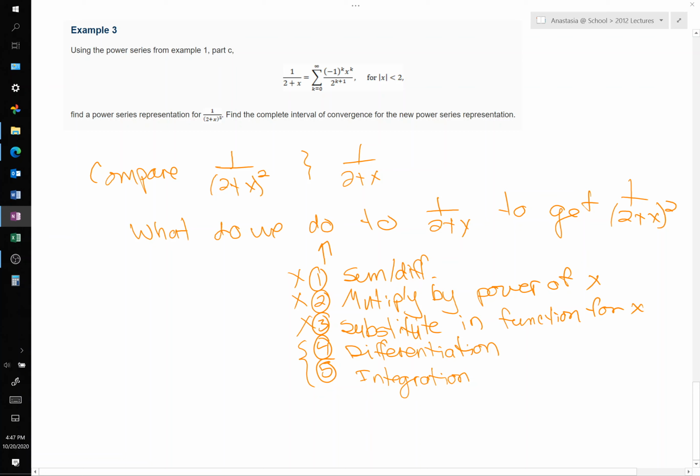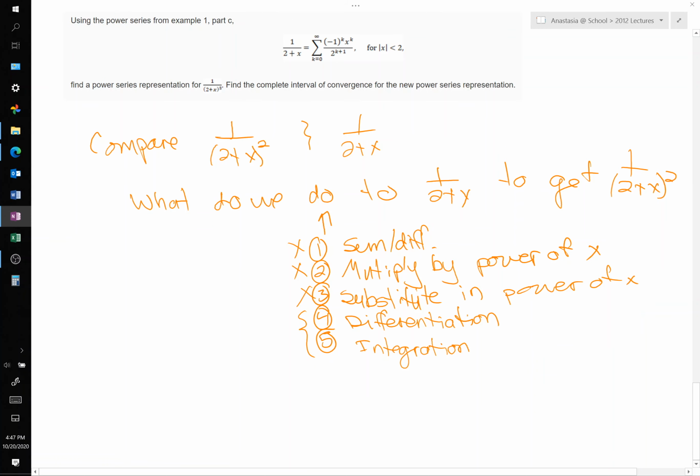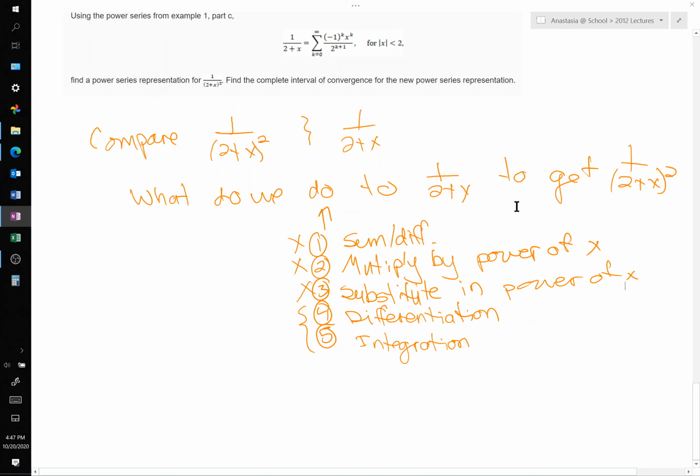And really, this is substituting in a power of x. Okay, so not any function, but a power of x. Multiply by a power of x or substitute in a power of x. So then we have gotten to differentiation or integration. So the question would be, do we differentiate 1 over 2 plus x to get 1 over 2 plus x squared, or do we integrate it? And in this case, it is differentiation.